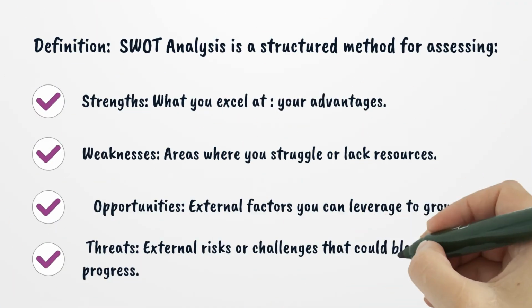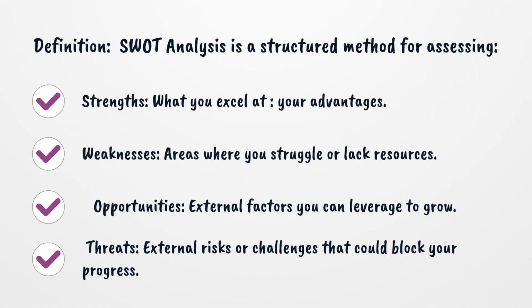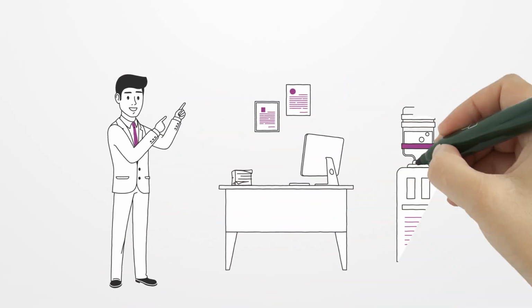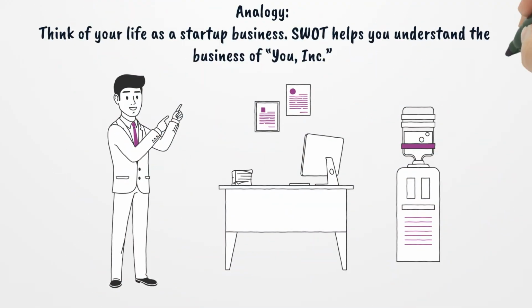Understanding SWOT analysis. Definition. SWOT analysis is a structured method for assessing strengths, what you excel at, your advantages. Weaknesses, areas where you struggle or lack resources. Opportunities, external factors you can leverage to grow. Threats, external risks or challenges that could block your progress. Analogy. Think of your life as a startup business. SWOT helps you understand the business of you incorporated.